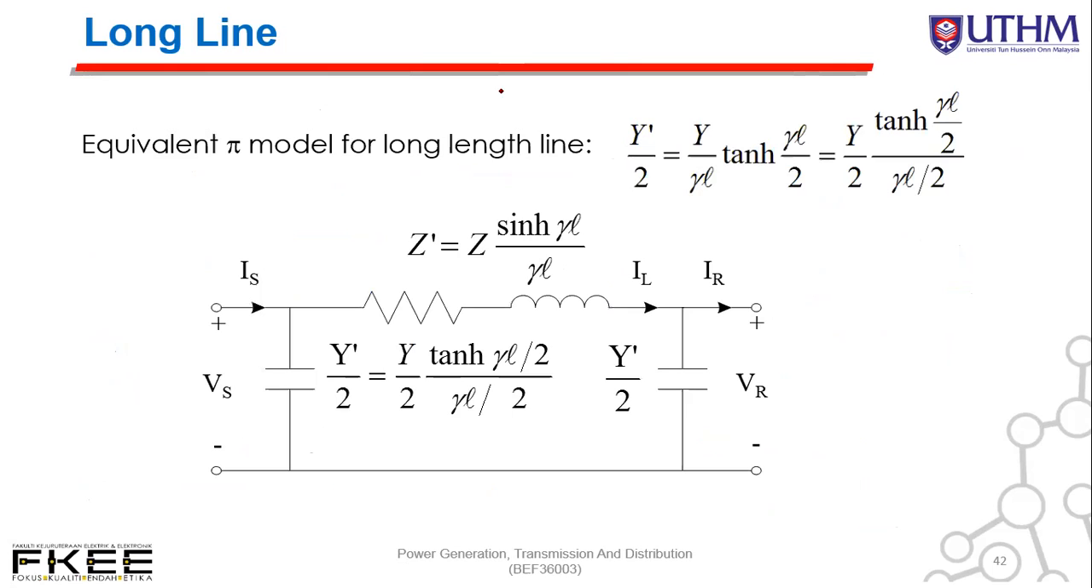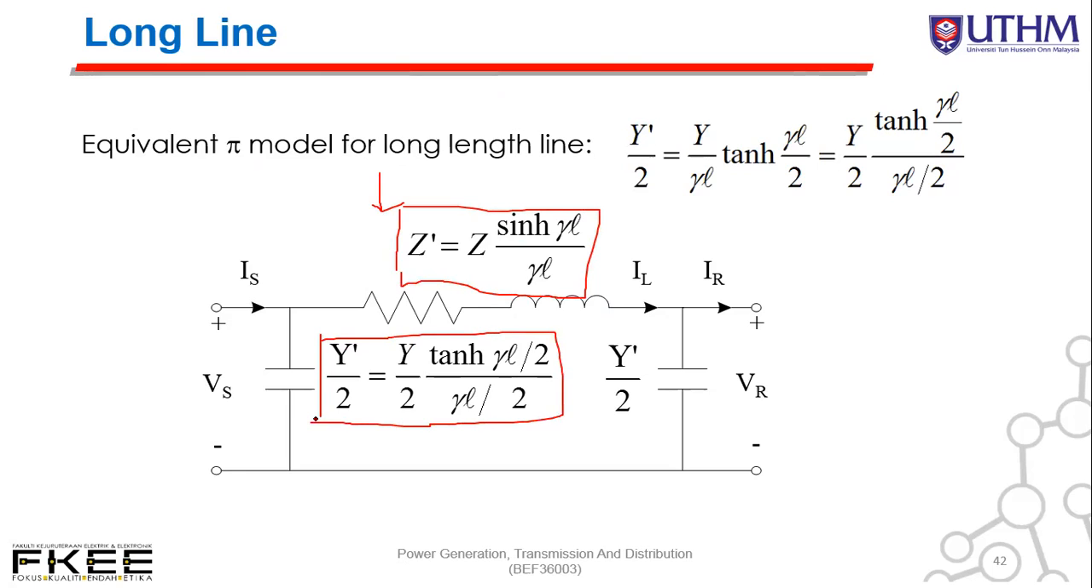So finally, the equivalent pi model for the long transmission line will be like this equivalent circuit. Z prime equal to Z sinh gamma L over gamma L. Y prime over 2 equal to Y over 2 times tanh gamma L over 2 divided by gamma L over 2.